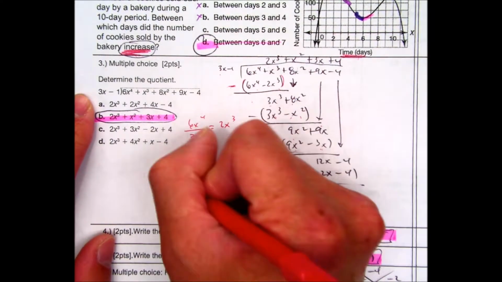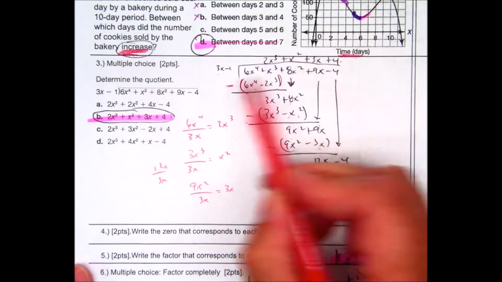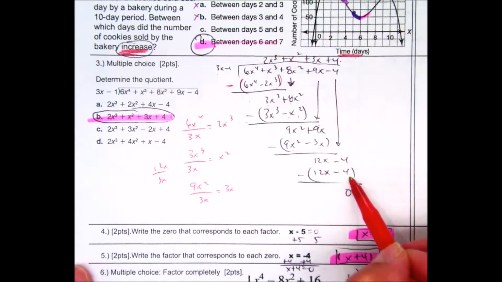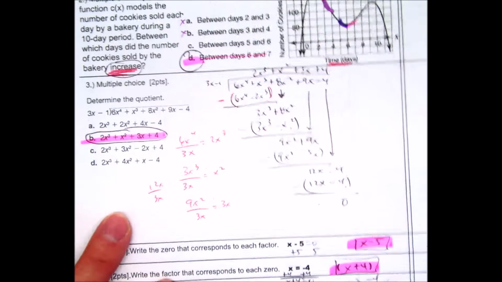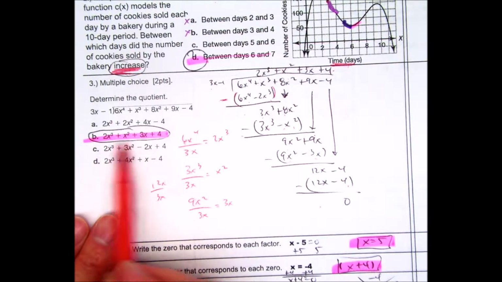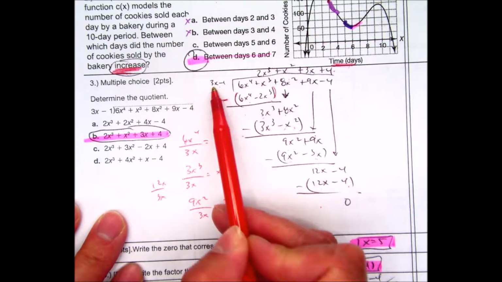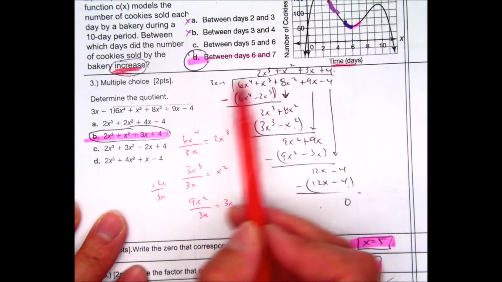3x goes into 12x positive 4 times. 4 times 3x is 12x. 4 times -1 equals a -4. 12 minus 12 is 0. -4 plus 4 gives you 0. So your choice is B. Remember, you can always take your answer and multiply to actually check your answer. So if you have extra time, you could have done that by using the box method.